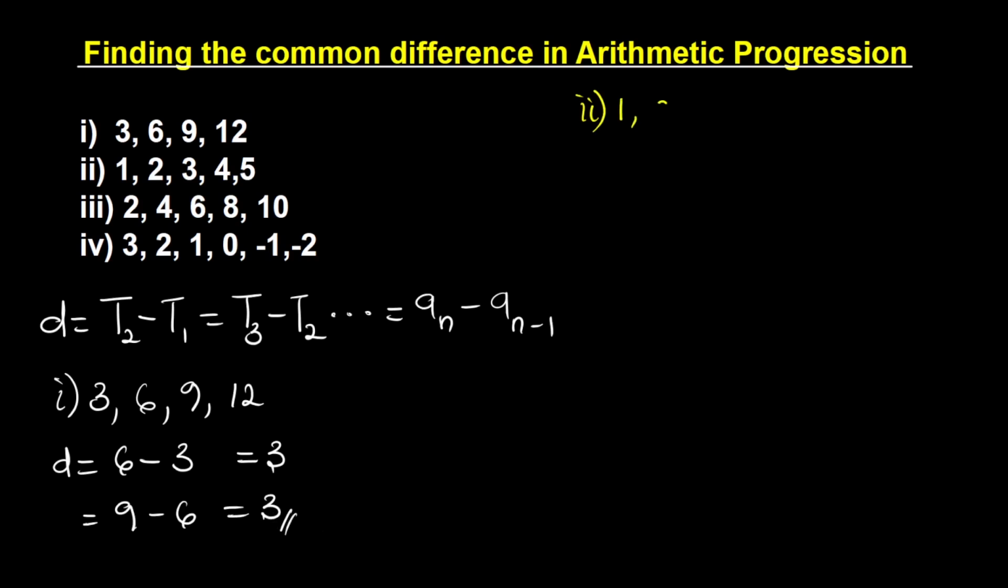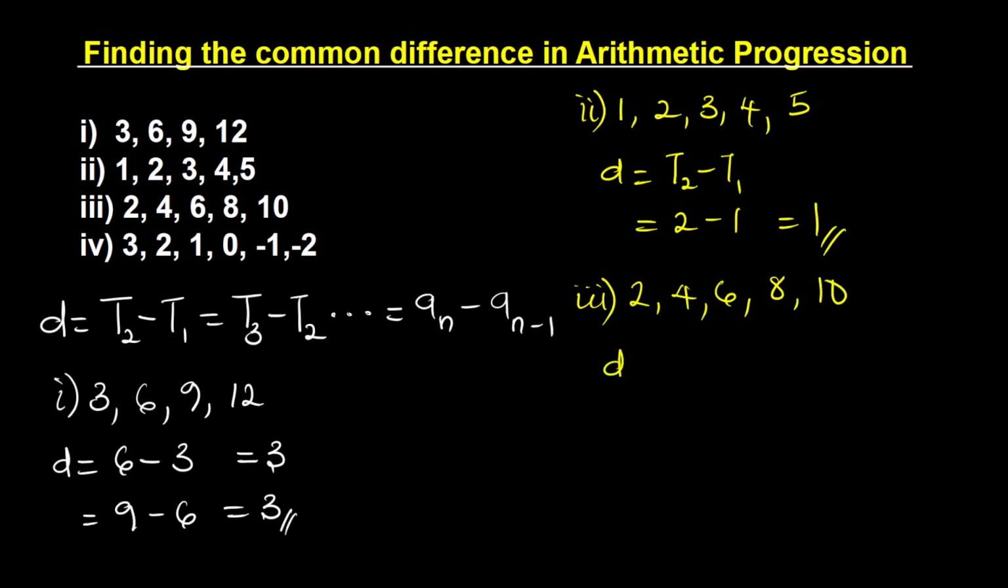We have 1, 2, 3, 4, and 5. Here, our common difference is going to be equal to T2 minus T1, which is the same thing as 2 minus 1, which is equal to 1. Hence, our common difference is equal to 1. Proceeding further, here our common difference will be equal to T4 minus T3, and this is equal to 8 minus 6, which is equal to 2.